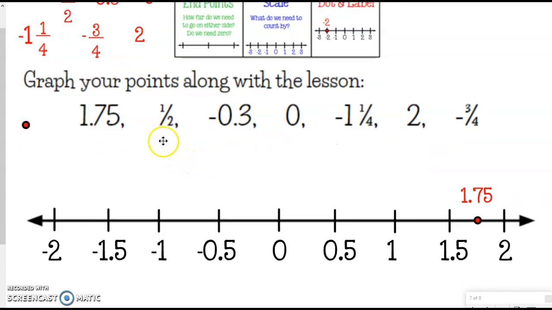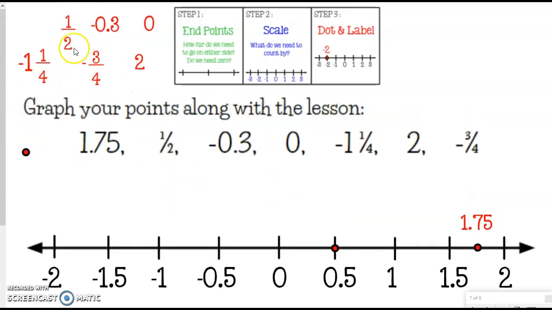The next one is 1/2. 1/2, we've talked about before, is the exact same thing as 0.5. So that's why it was nice that I counted by halves, because that's going to go exactly on my tick mark for 0.5. We're going to label that. It's a positive number. I knew that, so it was going to the right of 0.